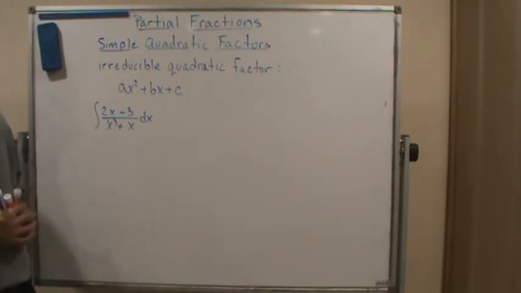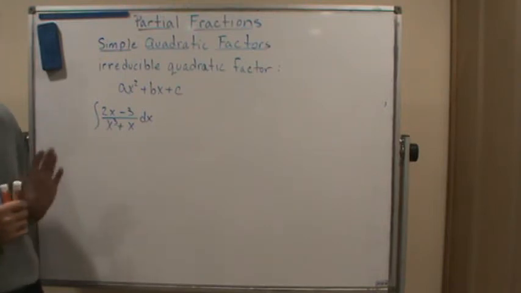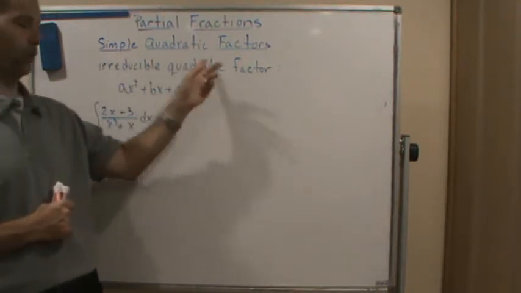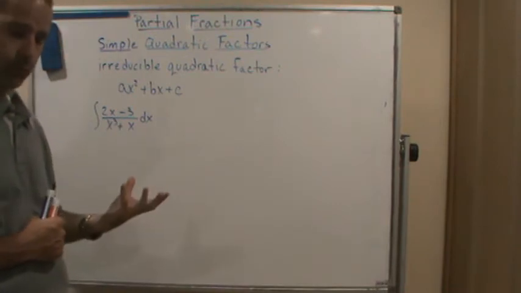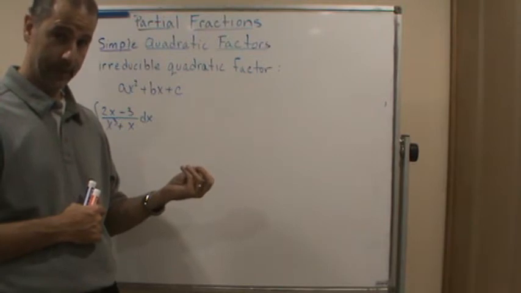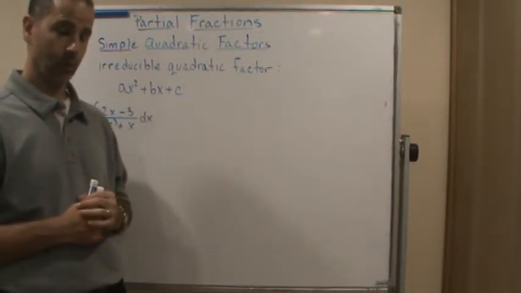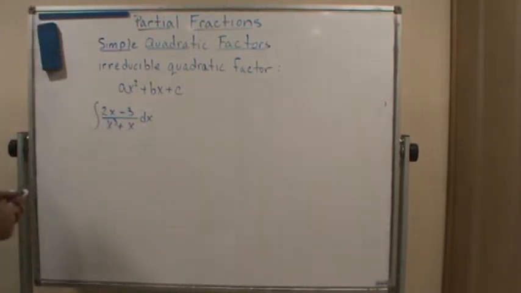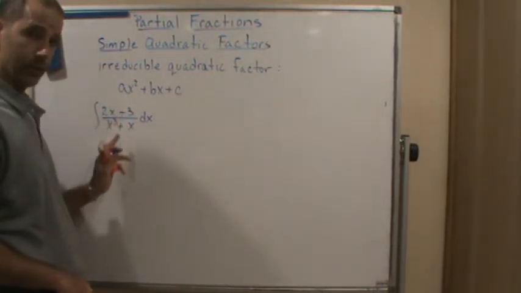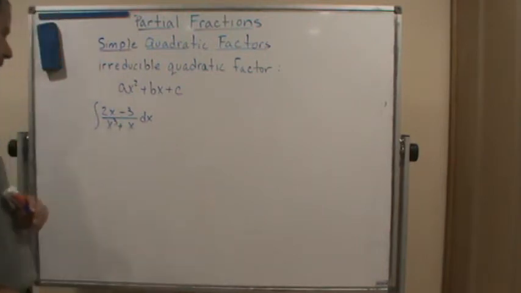So I'm going to show you the decompositions involving irreducible quadratic factors. The first thing we're going to talk about is distinct quadratic factors, and then we'll talk about repeated quadratic factors. Let's use this as an example. First of all, notice that the degree of the numerator is less than the degree of the denominator, so we're good there.